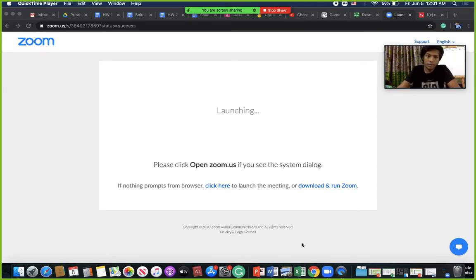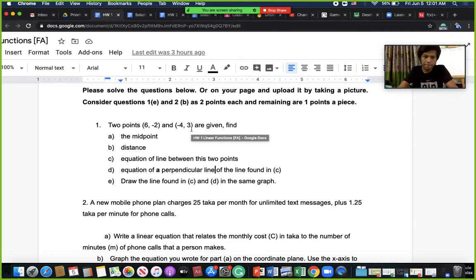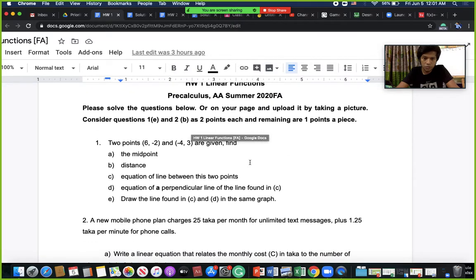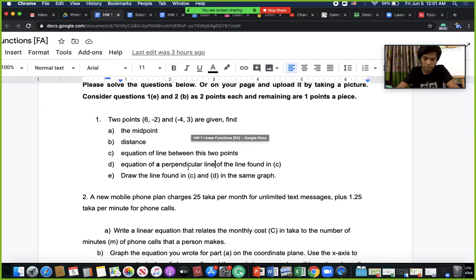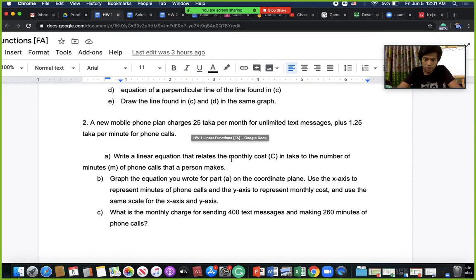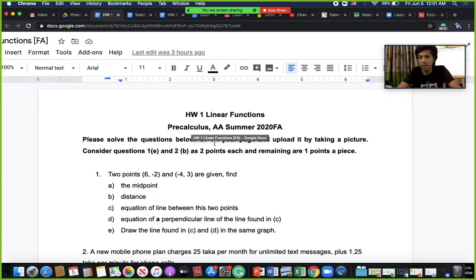I just thought that maybe I can make a video on the homework that I've given, homework 1 and homework 2. Already two homeworks are there. So this is your homework. This is from the linear function. You have to find out the midpoint, distance, and the equation of the straight line that passes through these points, etc. I will not solve the same question, of course, but I will solve another similar question so that it helps you to solve it.